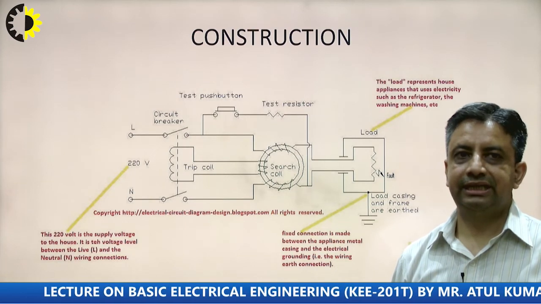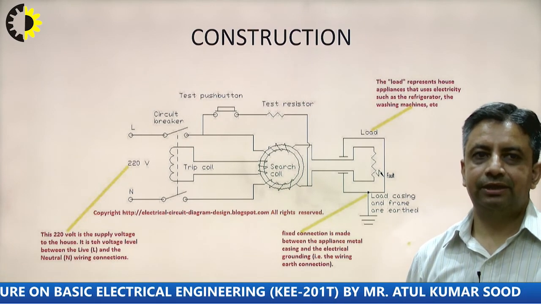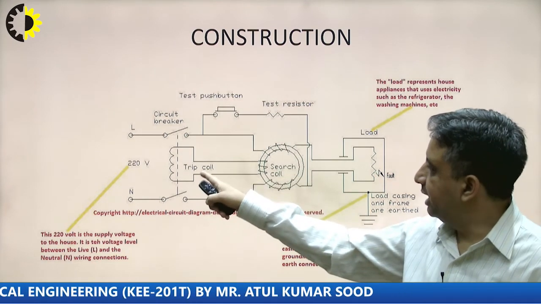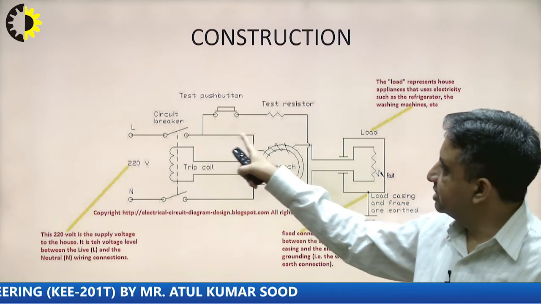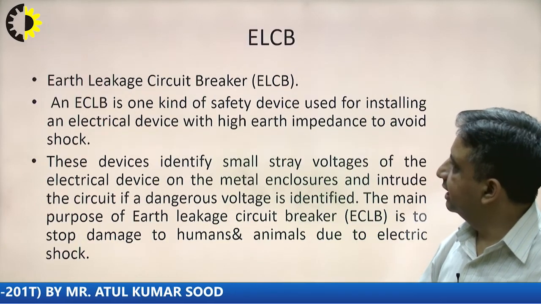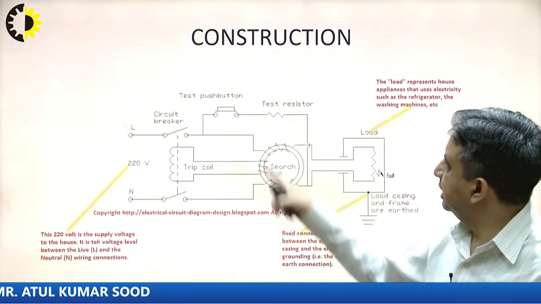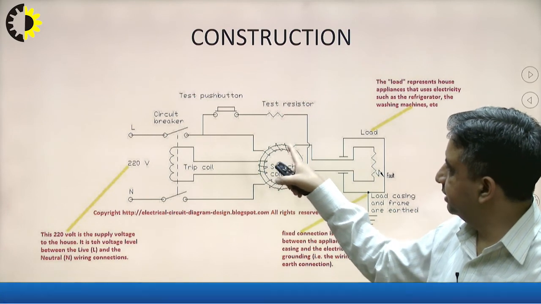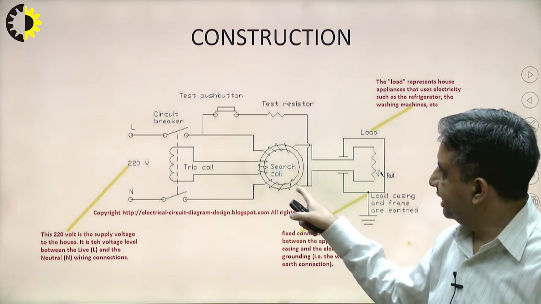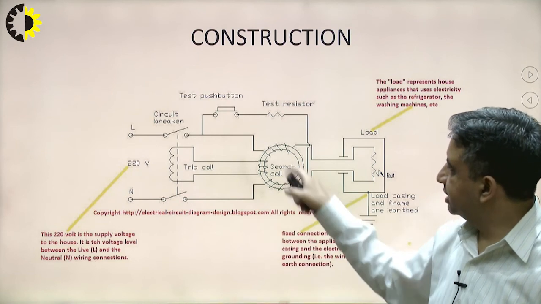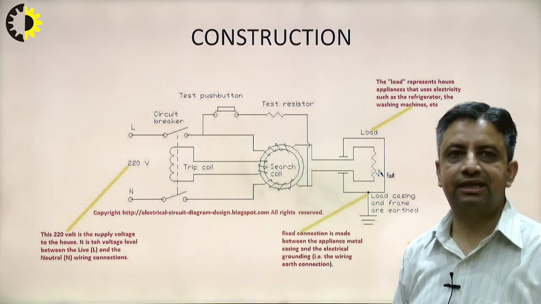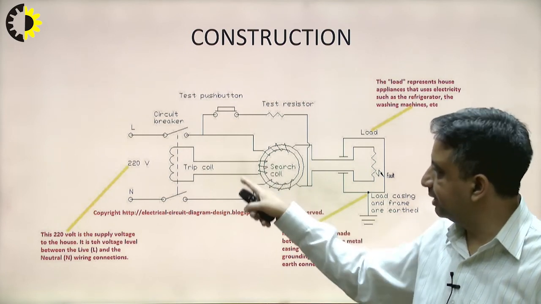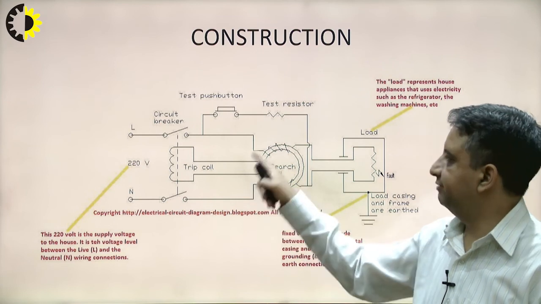Here you can see in this construction, we have this particular coil, which is connected to this trip coil. The first coil is connected here to the line side, and the line current is coming to this coil. If the same current passes through the neutral, the flux produced by both the coils will cancel out with each other. That means the net voltage across this tripping coil will be low, so it will not sense any faulty condition.